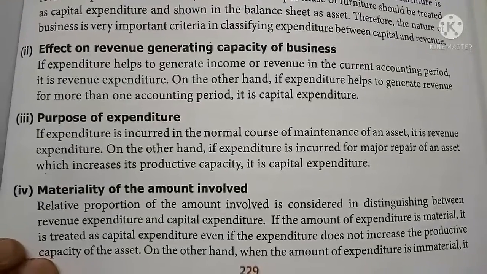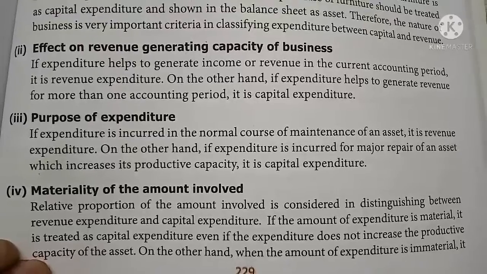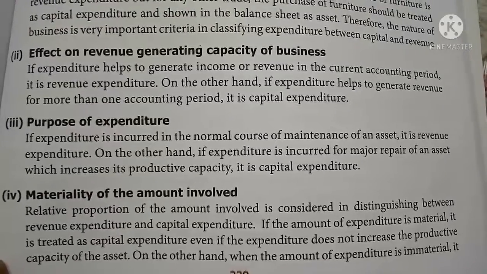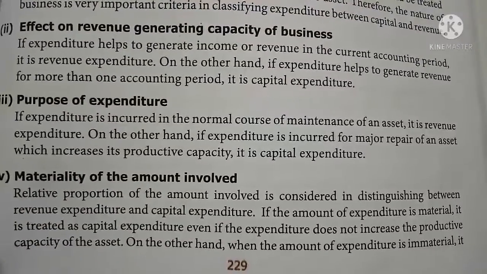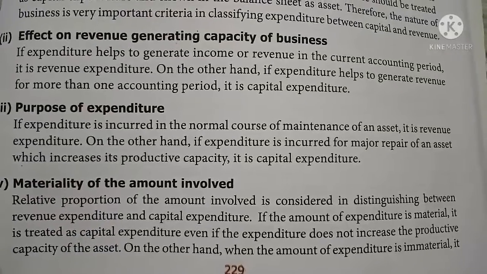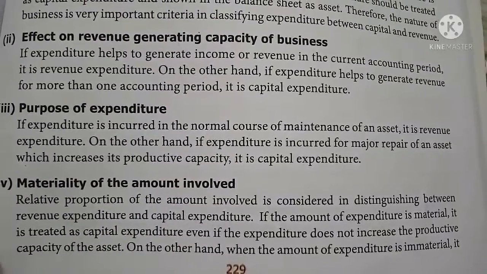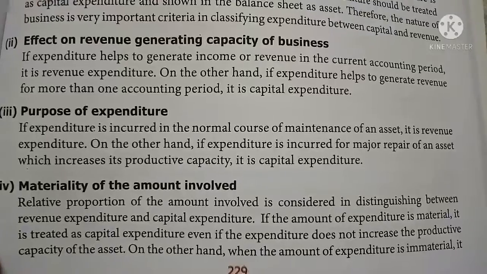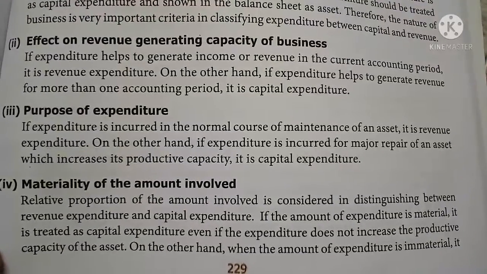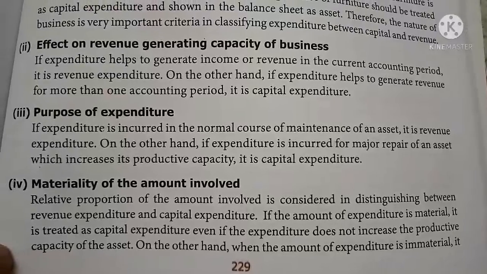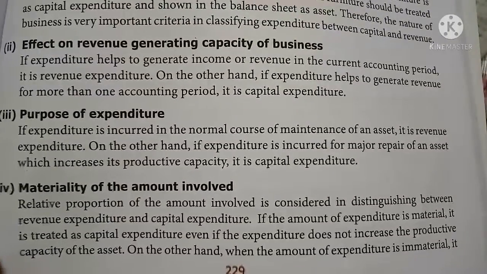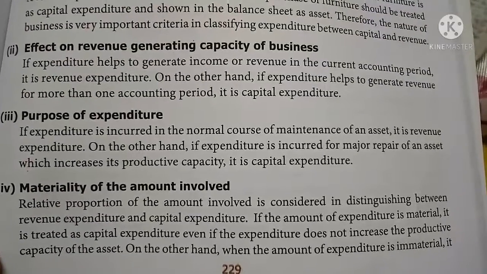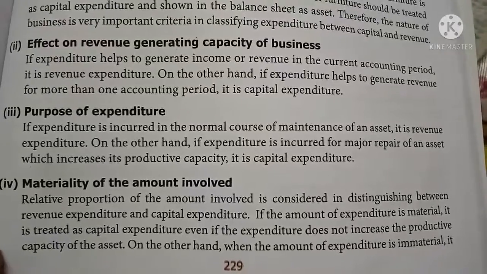Then materiality of the amount involved. The relative proportion of the amount involved is considered in distinguishing between revenue expenditure and capital expenditure. If the amount of expenditure is material, it is treated as capital expenditure, even if the expenditure does not increase the production capacity of the asset. So any amount spent on spare parts of the machinery, that expense is called capital expenditure. Or if an amount is spent to expand the building, add additional rooms or any other fixed asset, it is also called capital expenditure.